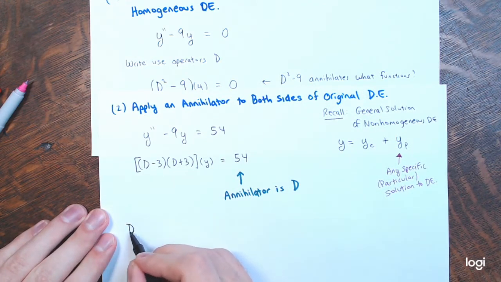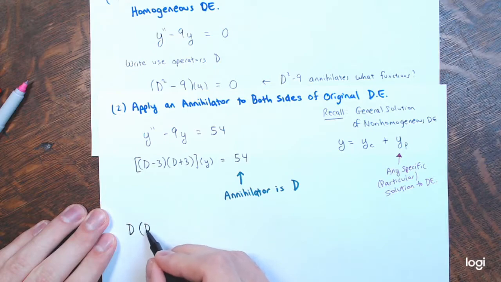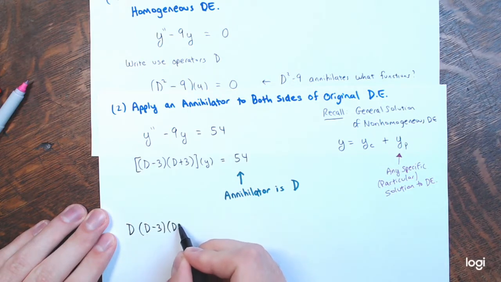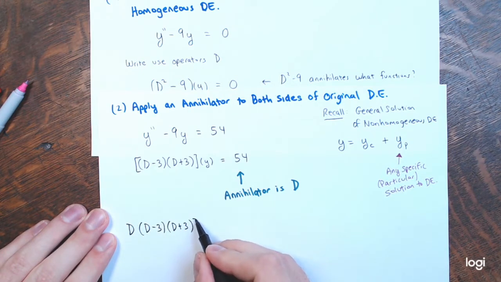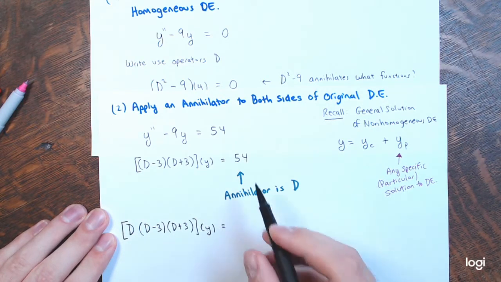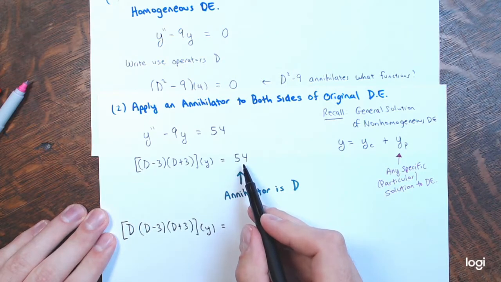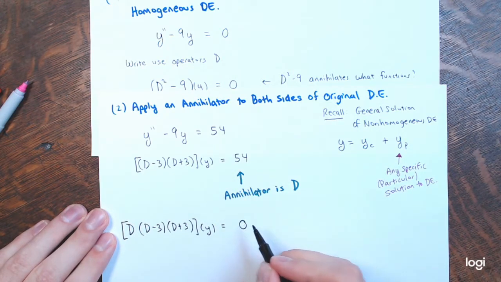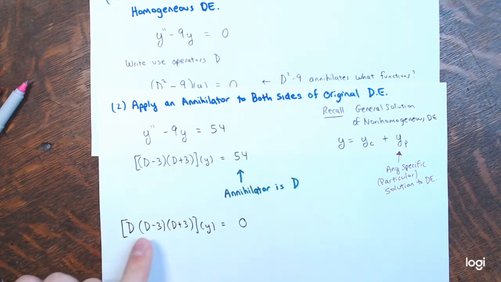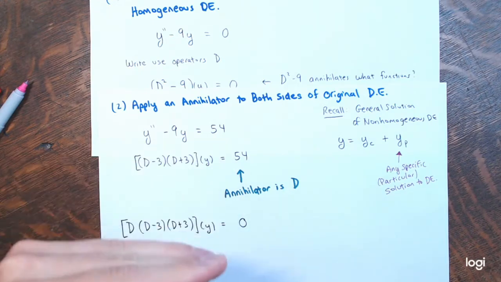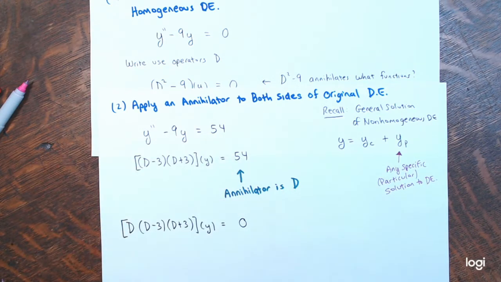So we'd have D times D minus 3 times D plus 3, this operator now applied to y equals, and then applying D to 54 is 0. And now I have pretty much another homogeneous type equation, right? So I kind of transform a non-homogeneous into a homogeneous.